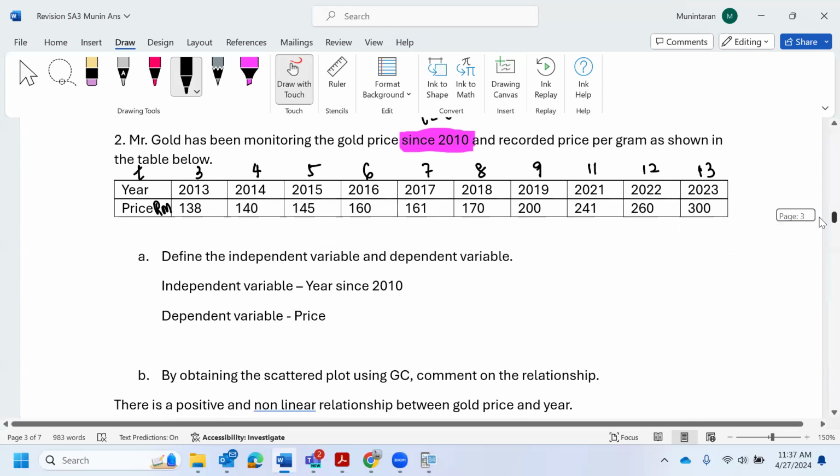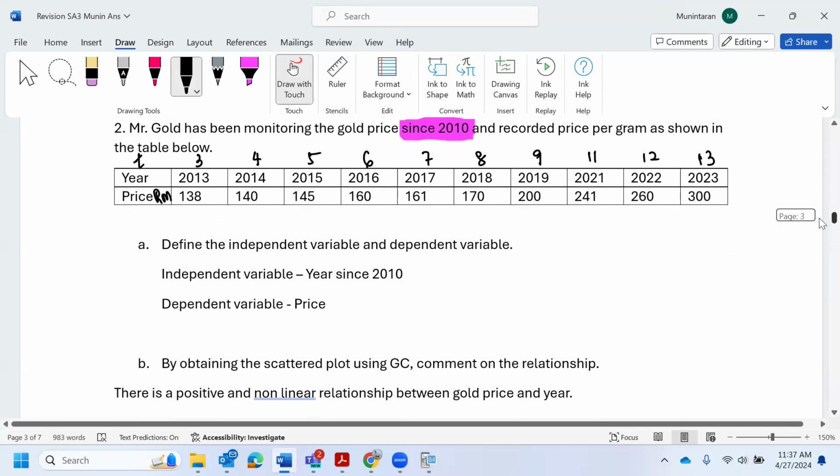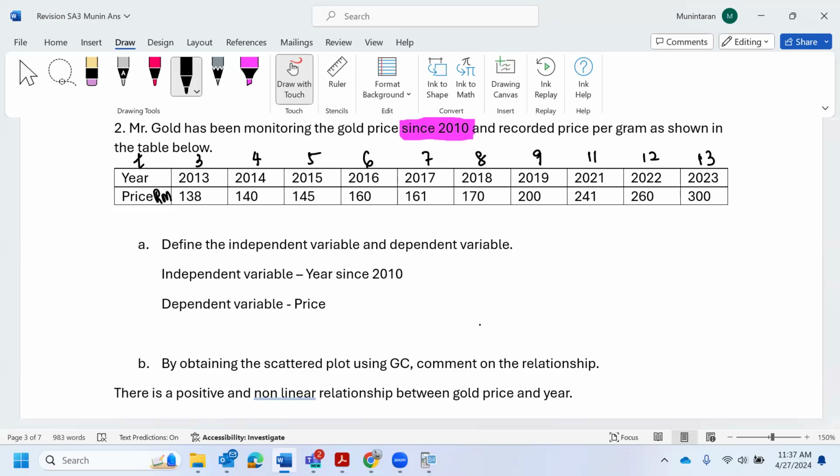All right, obtain the scatter plot using your GC and comment on the relationship. This seems to be the kind of question nowadays. They did not really ask you to plot, but if you are asked to plot, you should be able to plot. Currently, we only give you an empty A4 paper, so you should just use your ruler and draw. But that's not the thing. I don't want to say it's not, because suddenly they may ask you to draw.